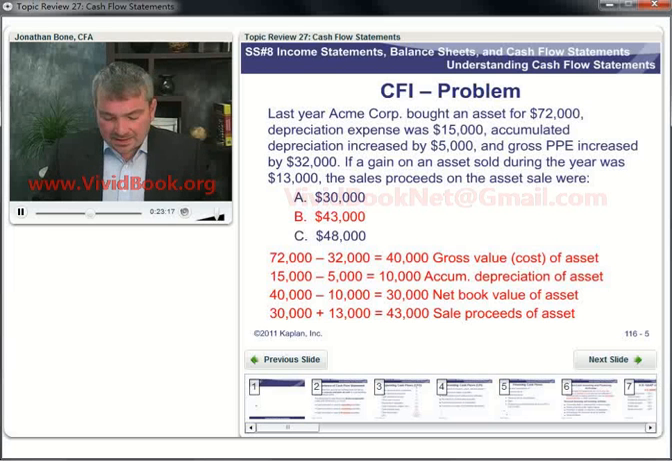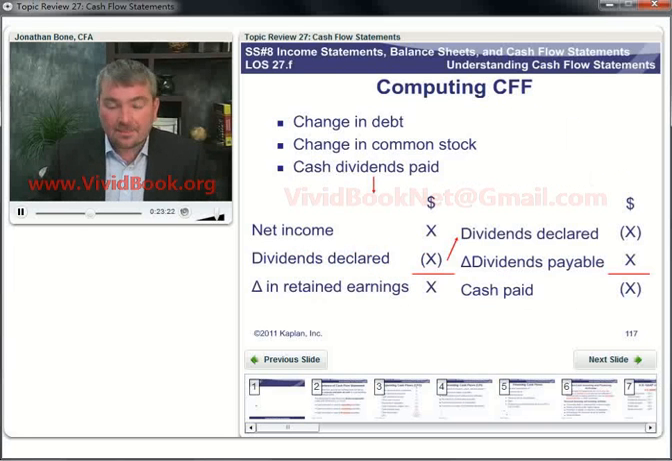Our last little calculation is to compute CFF here. Now, the computation of CFF, we'll need to pick up the change in debt, change in equity, and any cash dividends paid. Note with cash dividends paid, sometimes we need to be a detective because it's not in the balance sheet and it's not in the income statement. Remember, it would show up in your statement of changes in stockholders' equity. Now, if we haven't been given the statement of changes in stockholders' equity, we will have to work out what the dividends proposed were.